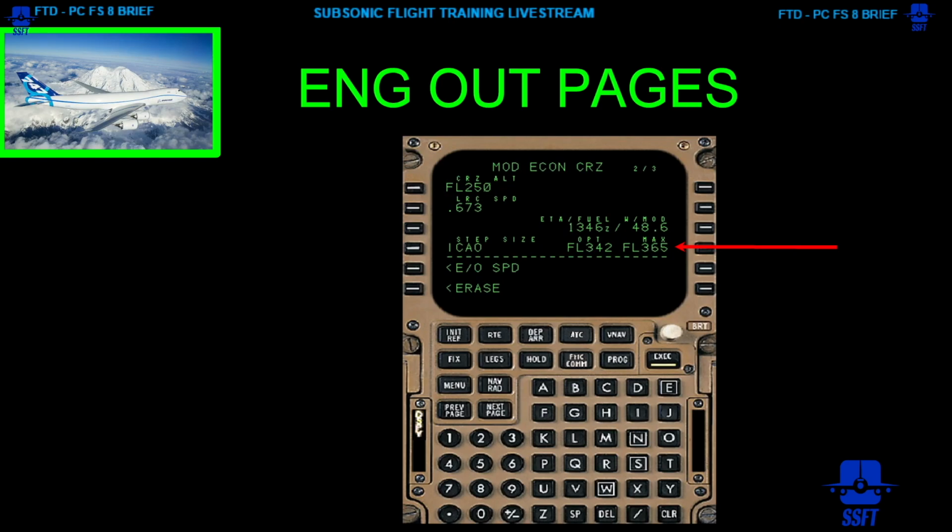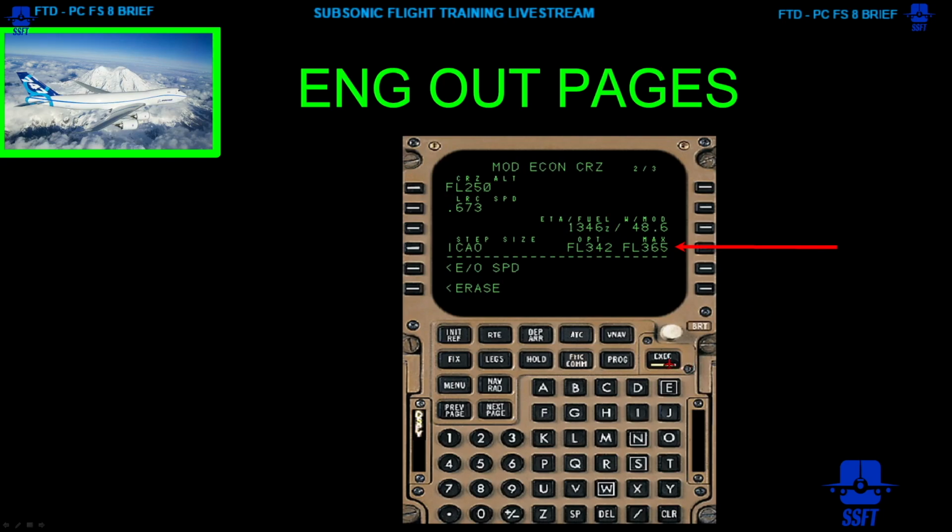So if terrain were a factor, you'd want to use the engine out speed, and that would keep you higher longer in order to drift down to a lower altitude. If terrain's not a factor, or you don't necessarily need to stay up higher longer, then you just use the normal long-range cruise engine out speed that they give us.